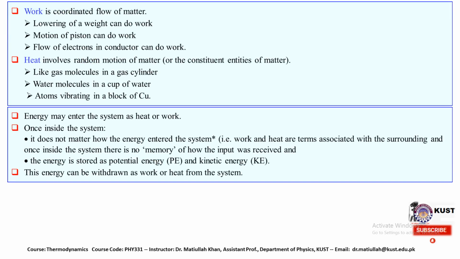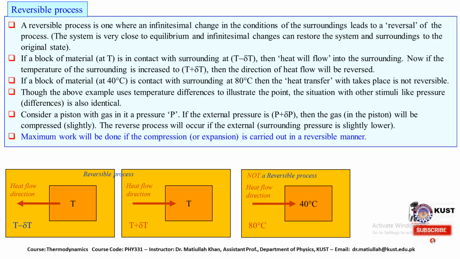Work is considered to be a flow of matter. If we do some work, so what happens if there is a motion of the piston? Then some work is done. If you move the piston, or if the electron moves, that is also doing work. If you lift up some weight, that is also doing some work. Heat involves random motion of matter, like gas molecules in a cylinder that are randomly moving, or water molecules in a cup of water. In that way energy can be transferred from one shape into another, just like in some cases energy is converted from kinetic energy to potential energy, or potential energy to kinetic energy.